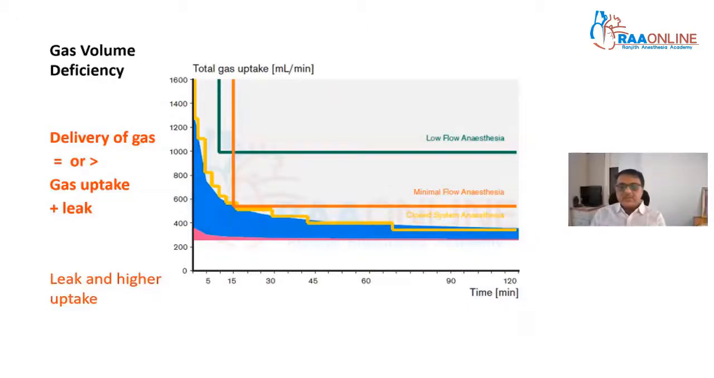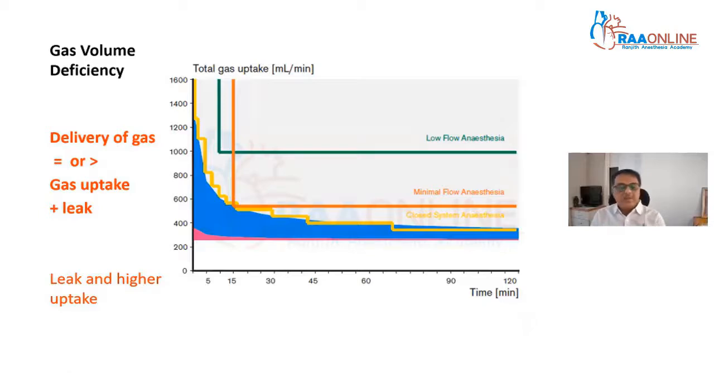So there is an insufficient amount of gas to be inhaled by a patient. See, what is our demand? What is the amount of air to be inhaled by a patient? That is minute ventilation. And suppose there is a lesser amount of gas in the circle than the minute ventilation, it creates gas volume deficiency.